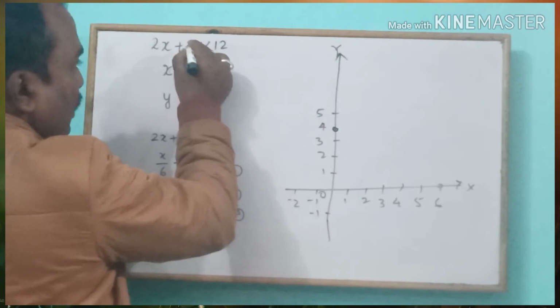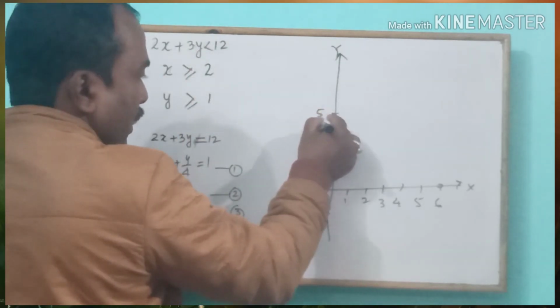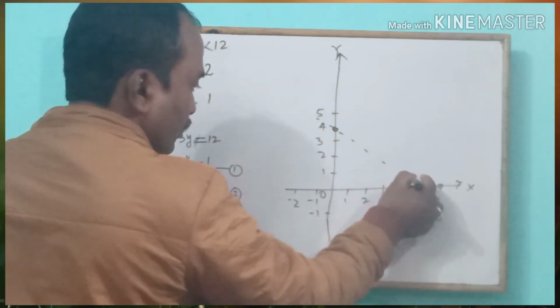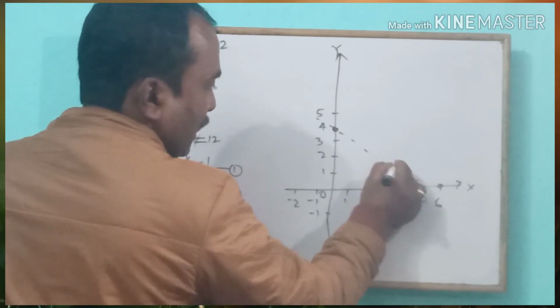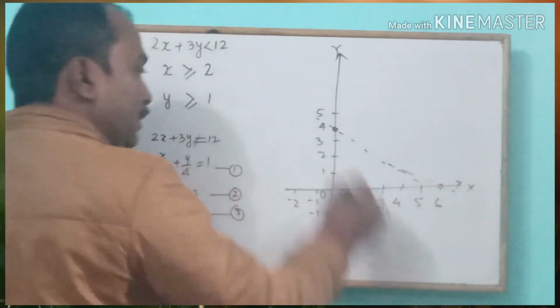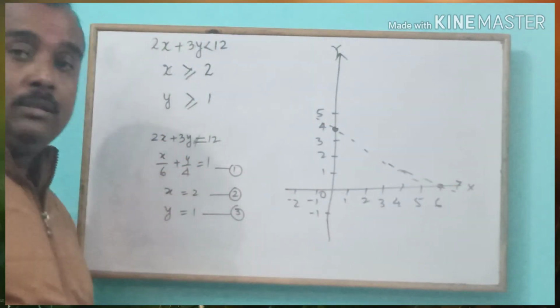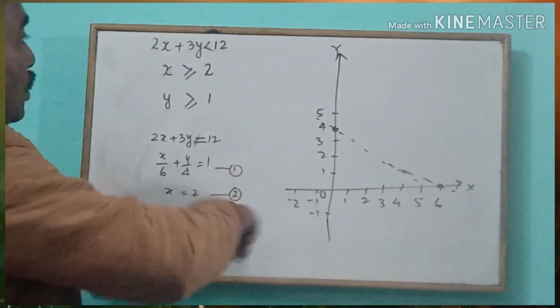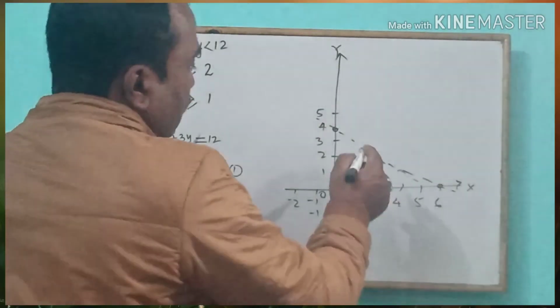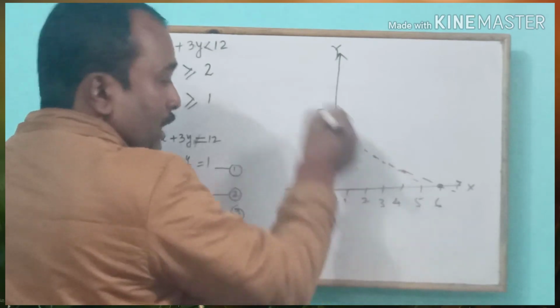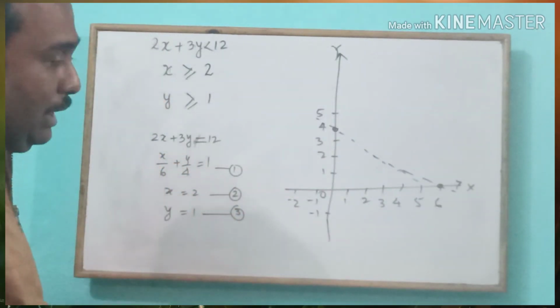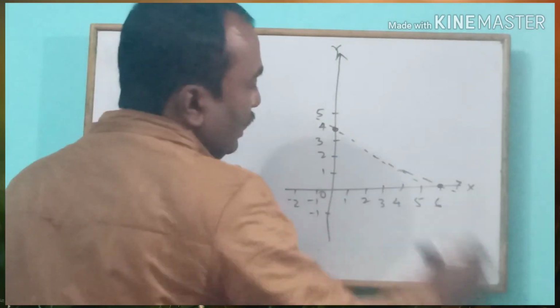Since it is less than, not less than or equal to, we draw a dotted line. Please keep this in mind. If it is less than or more than, then the points on the line are not included. If it was less than or equal to, then we would have drawn a straight or continuous line. Here we have given a dotted line.